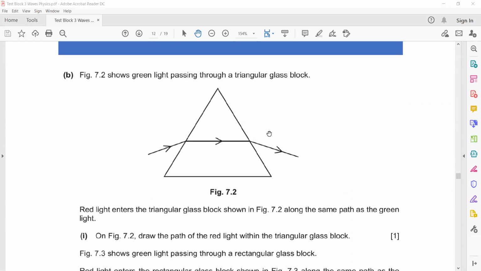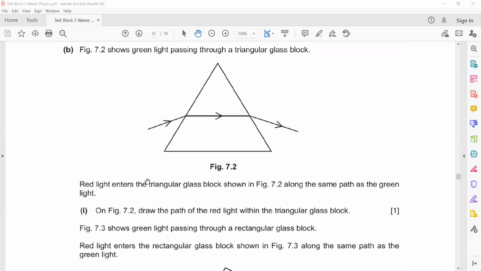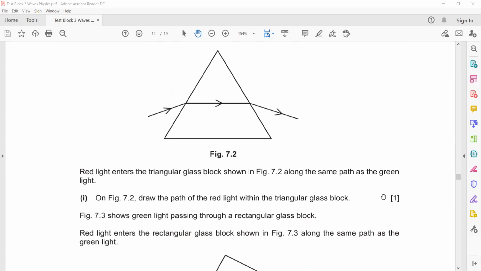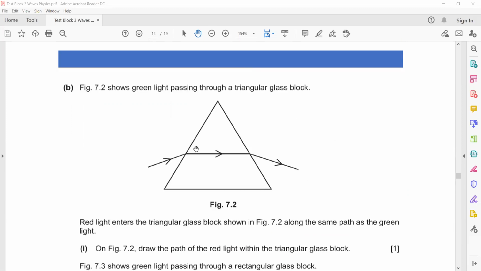Figure 7.2 shows a green light passing through a triangular glass block. A red light enters and passes along the same path as the green. On the figure, draw the path of the red light. If this is the green, which bends above, because we have violet, indigo, blue, green, yellow, orange, and red. Violet bends the most and red bends the least, so it should have the least bending.